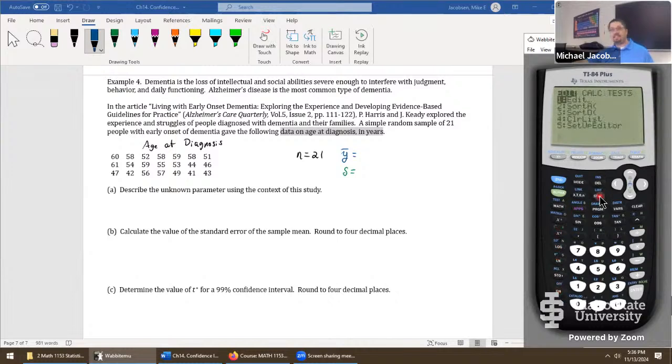So first button to hit is stat. Hit enter on the edit field. I'm going to clear out just everything because we're not doing regression. Let's just hit clear on this and enter. With L1 selected, hit clear, enter again. Now we've got a blank slate. And I'll get quiet for a few moments. Let's enter in that data.